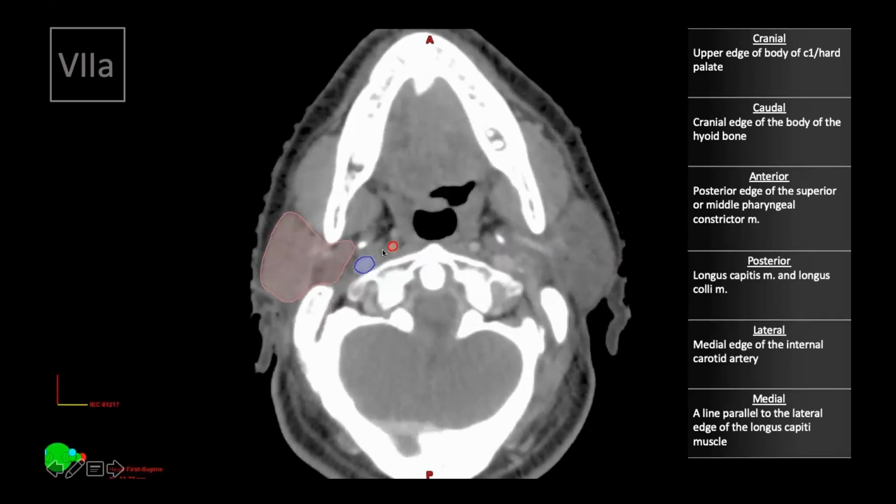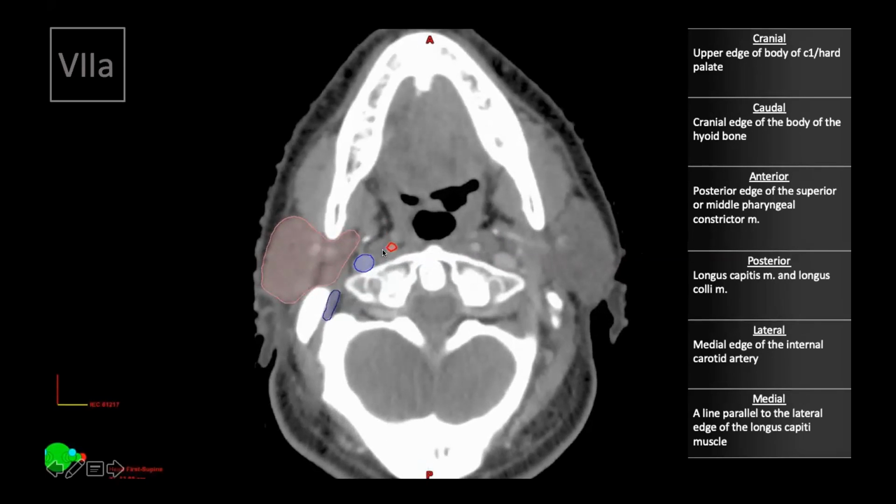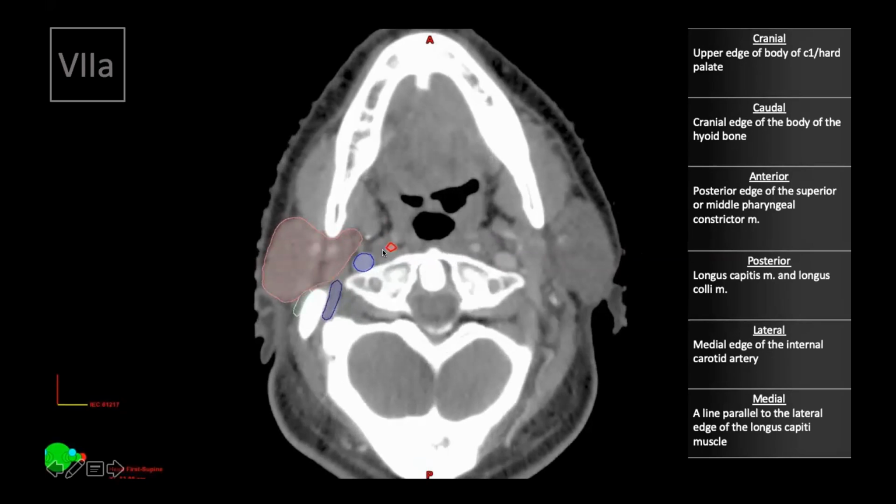So it's not very difficult actually. It starts at the upper edge of the body of C1. Over here, you can see this thin space. This is the pharynx, this is the pharyngeal constrictor muscle, and this bulge posteriorly on the vertebral body is nothing but the prevertebral muscle. This thin space that is medial to the carotid and between the pharyngeal constrictor muscle and the prevertebral muscle is your retropharyngeal group of lymph nodes. Sorry, I said prevertebral earlier. This is your retropharyngeal group of lymph nodes.